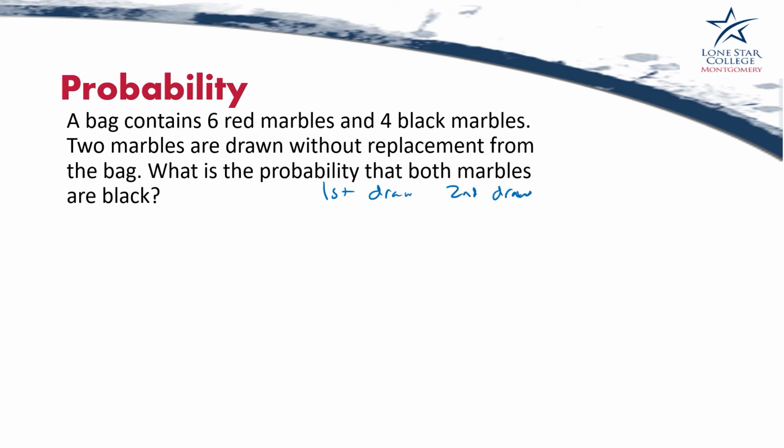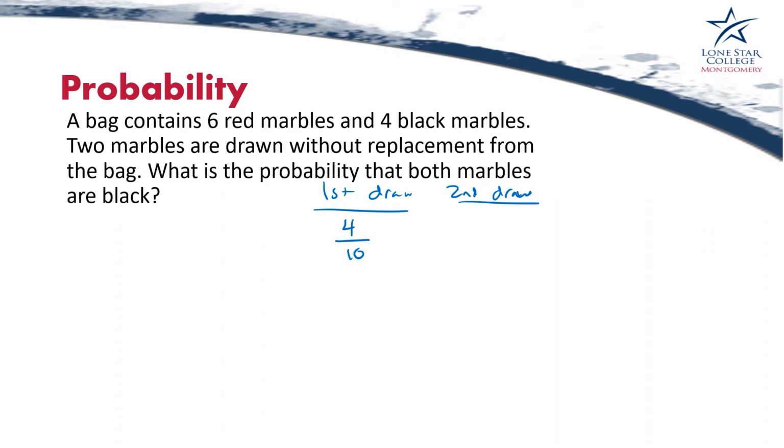So the first draw just stays exactly the same. Our probability of getting a black marble is 4 out of 10. But let's say for instance we do draw that black marble, we don't put it back in. That means that everything is taken away by 1 because there's 1 less marble in the bag now. So for your second draw, you want to try to get another black marble.